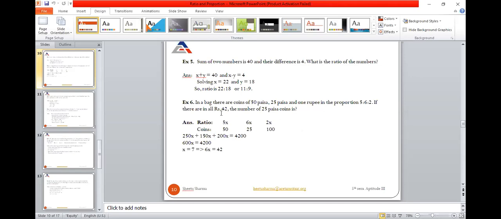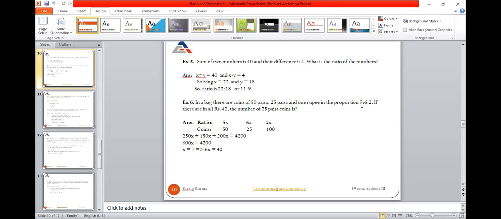देखो बेटा, what we are given with a bag in which we are having coins of 50 paisa, ठीक है, and 25 paisa and 1 rupee. No doubt we don't find these types of coins nowadays, but still we are given with such type of question, and they are in the proportion of 5 is to 6 is to 2. It means that these values are not exact, but these are in the proportion. This is 5 is to 6 is to 2.